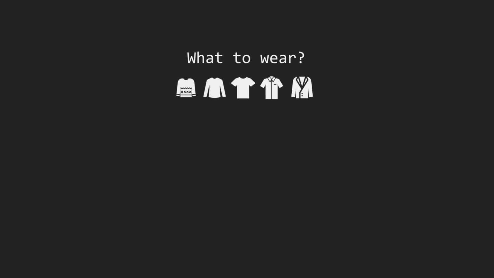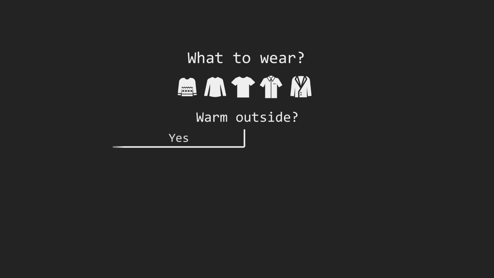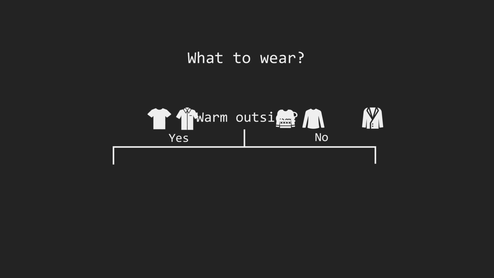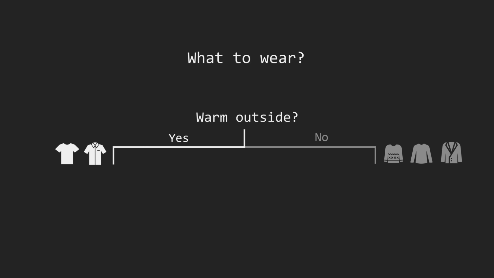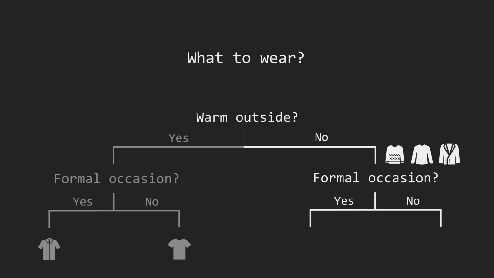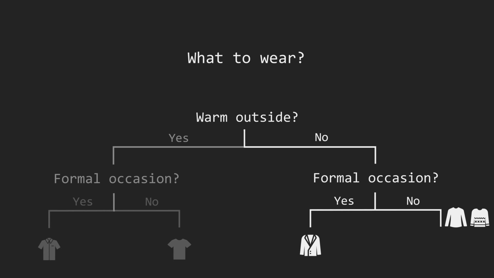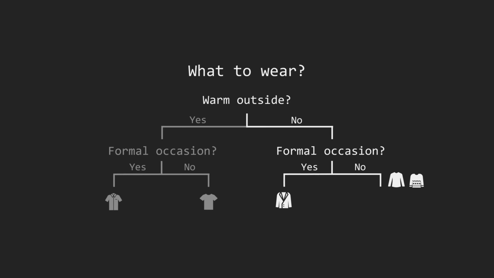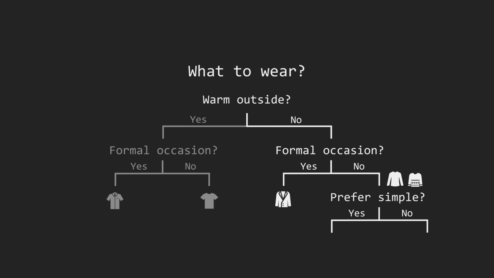To choose the proper outfit, we can first check if it's warm. If yes, we still have two options left, so we must keep asking. If it's not a formal occasion, we could go for a casual t-shirt, but if it's formal, we put on a collared shirt. If it's cold and formal, a suit jacket is fine, but if it's cold and informal, we can ask ourselves whether we prefer simple or patterned clothes today and decide accordingly.